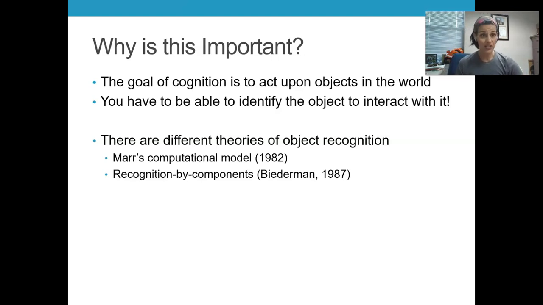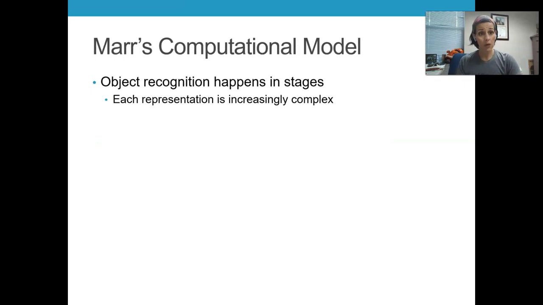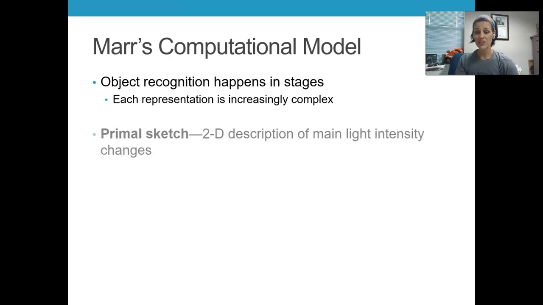We have Marr's computational model, which was developed in 1982, and we have the recognition by components model that was developed by Biederman. So we're going to start with Marr's computational model. Now this is a computer model. We're not really going to talk about the major details of computers and computer modeling in this aspect. We're just going to focus on the basic ideas of the framework. So object recognition, according to Marr, happens in stages, and each of those representations that we form is increasingly complex and uses a different type of information.